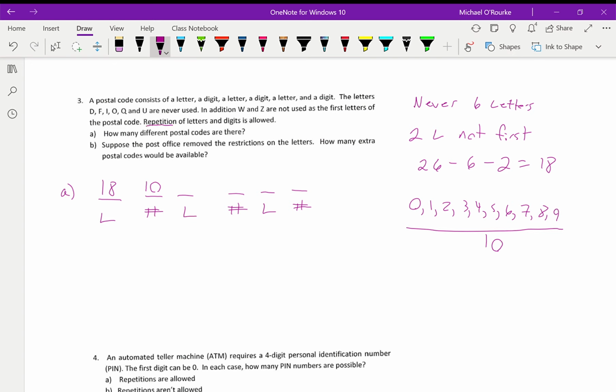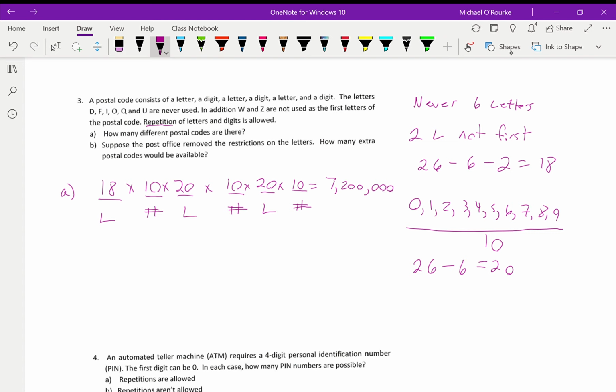Now, for the second part, we can now go 26 just minus the 6, because these two can be used now, which equals 20. So we go 20, then we have 10 letters that can be used, 10 numbers that can be used, 20 letters, and 10 numbers. And we multiply all those together, and that equals 7,200,000, like such.